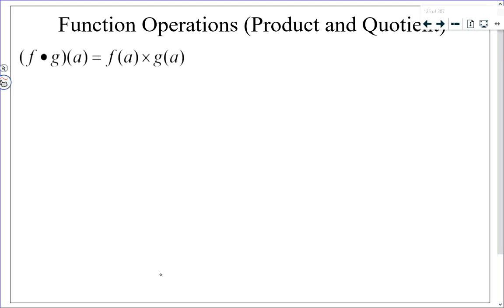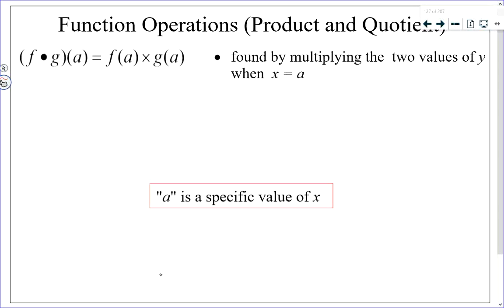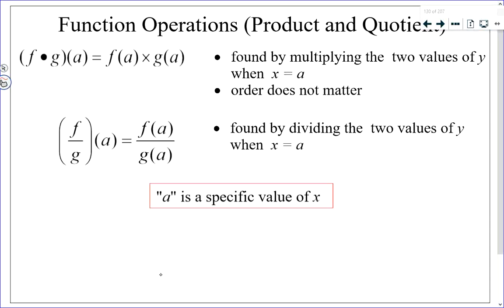Continuing on with products and quotients, let's do the same thing we did with sums and differences. The only difference here is a is a specific value. All this means is you're multiplying the y coordinates. And again, order of multiplication is not an important feature in mathematics. F over g of a means f of a over g of a. F of a is simply a y coordinate, so is g of a. So this is found by dividing the two y coordinates.